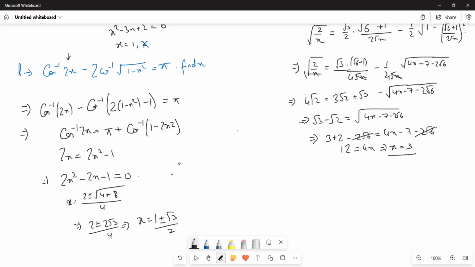In any case, again, which value would be valid, which value will be invalid? So the same logic applies. 1 plus root 3 by 2 would be invalid because if we put it here, 1 plus root 3 will become a value greater than 1. Therefore, the only solution is x is 1 minus root 3 by 2. Is everyone okay with this? Yes, yes.